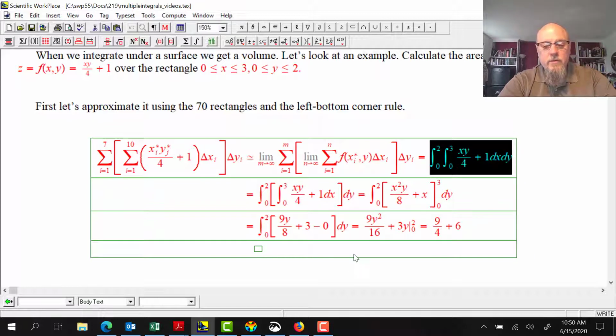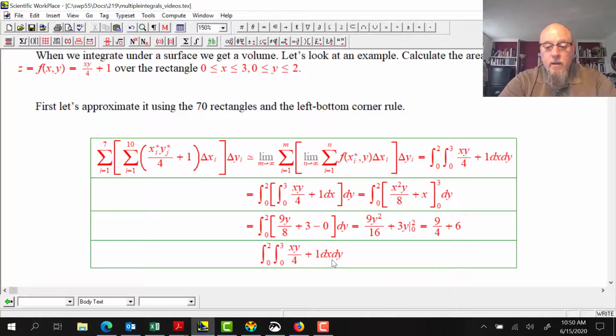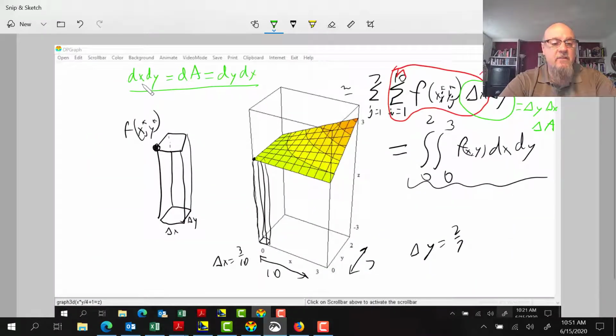I'm going to redo this question, but I'm going to write this as dy dx. I'm going to do y first, so I can just switch these. I'm using the idea here that dx dy, little change in x times little change in y, is little change in area, or I could have written it as little change in y times little change in x.